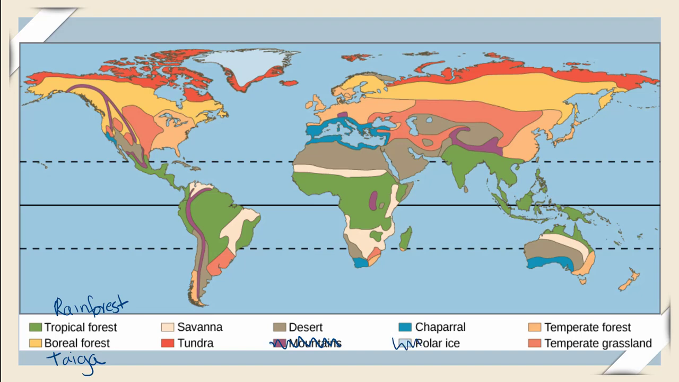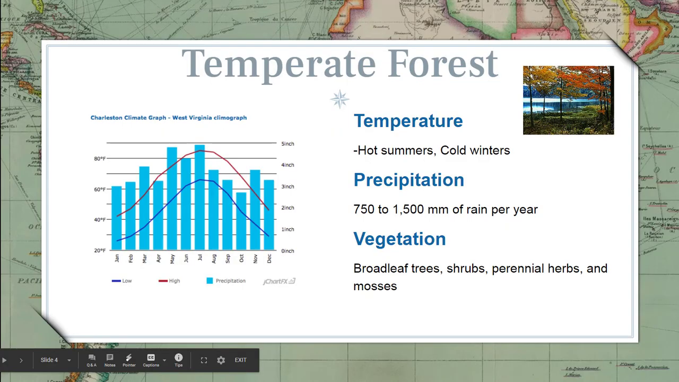We have the polar ice, which we are not going to worry about because there's no plants that grow on the polar ice. And then we have the temperate forest and the temperate grassland. If you notice, the temperate forest in this peach color is the type of ecosystem or type of biome that we have in Meriden, Connecticut. So I'm going to talk about a couple of these different biomes.